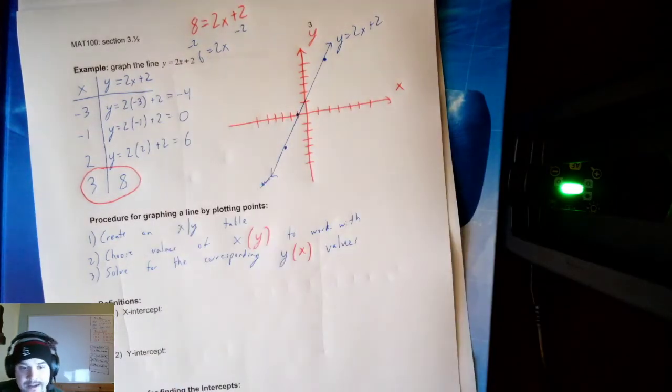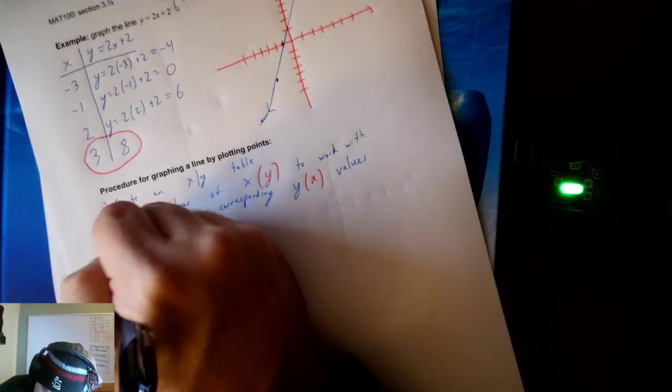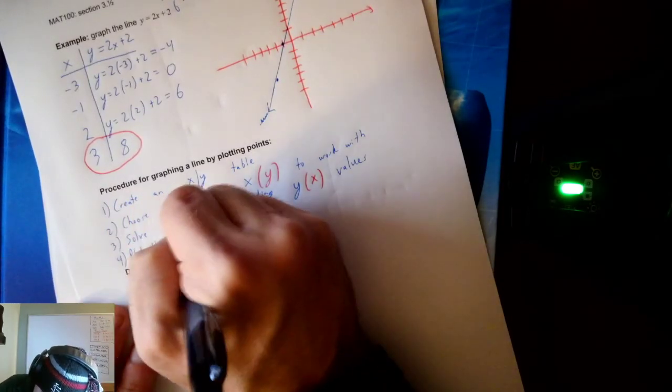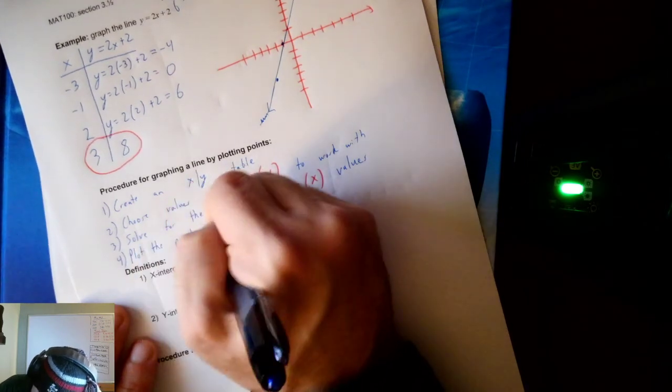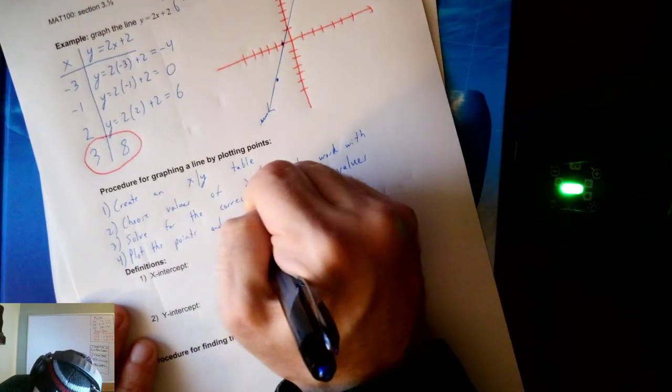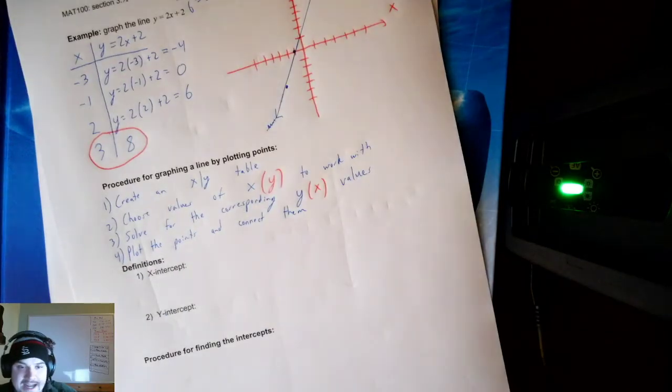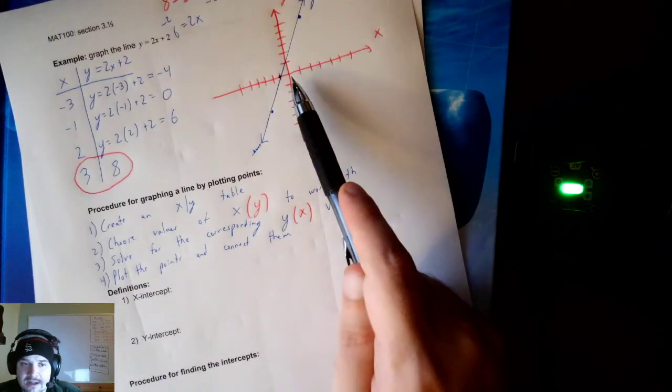And then the fourth step is plot the points and connect them. So first you create an x, y table, then you choose values of x to work with, then you solve for the corresponding y's, then you plot the points and connect them. That's what we've been doing here, right? That's what we were doing.